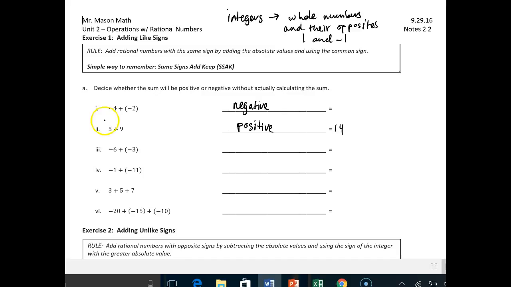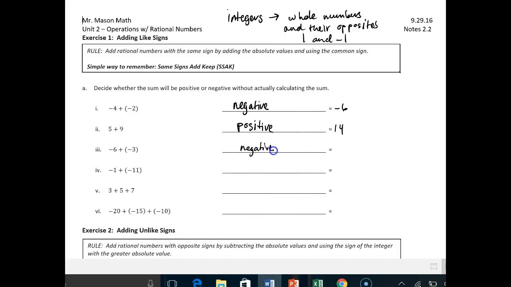Let's even try this. -4 plus -2. Well, I'm going to add them together. What's 4 plus 2? It's 6. And I'm going to keep the sign. What's the sign? It's negative. So -6. 5 plus 9, I add them. They're the same sign. They're both positive. And I keep the sign, which is a positive sign. We don't put plus 14. We just put 14.